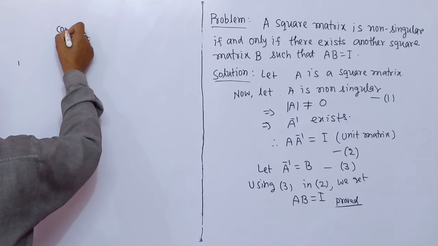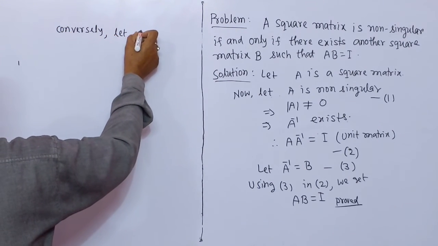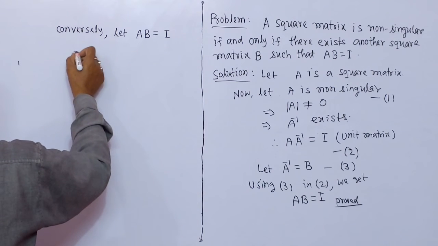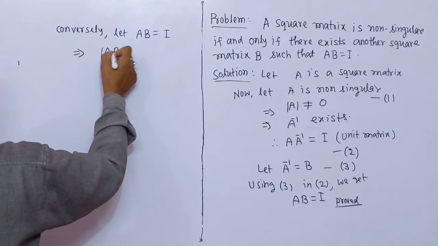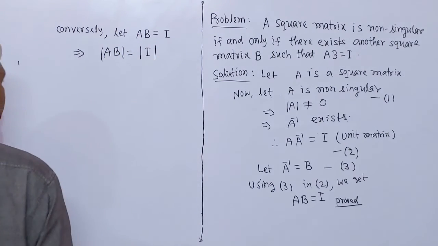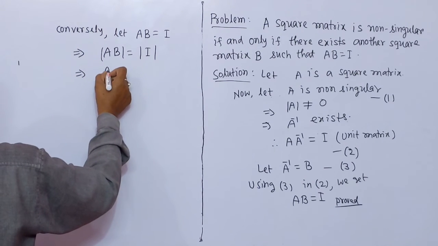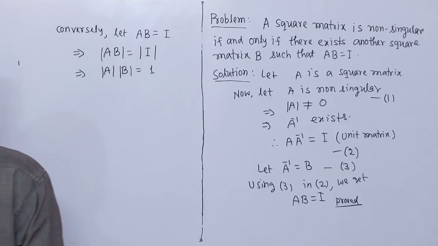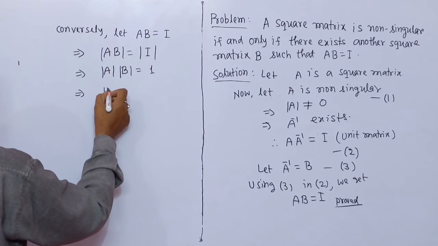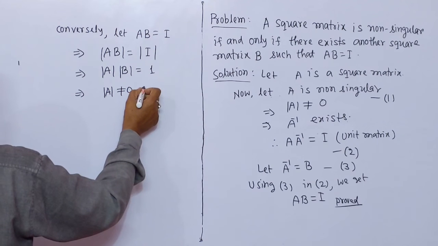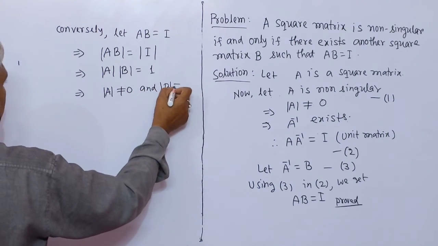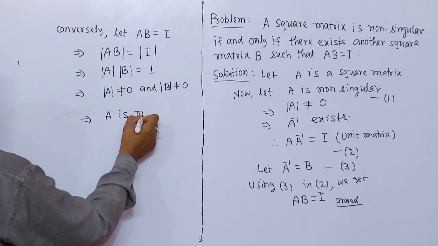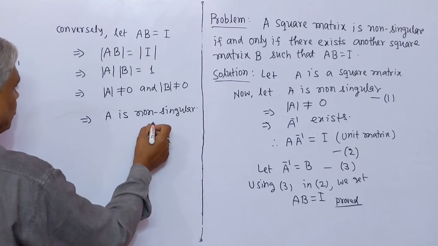Conversely, let AB equal to identity matrix implies that determinant of AB equal to determinant of identity matrix implies that this is equal to determinant A multiply determinant B and value of this is 1 implies that determinant of A not equal to 0 and determinant of B not equal to 0 implies that A is non-singular. Proved.